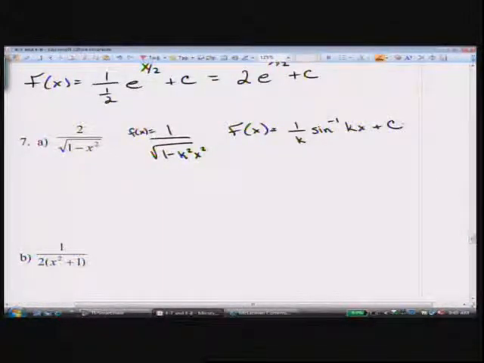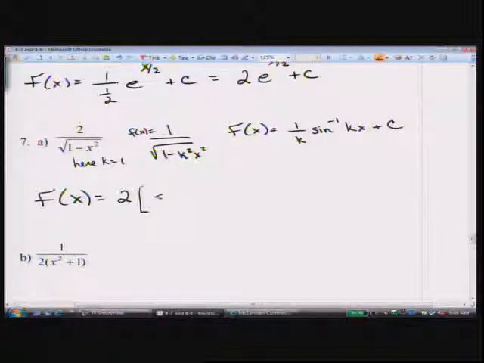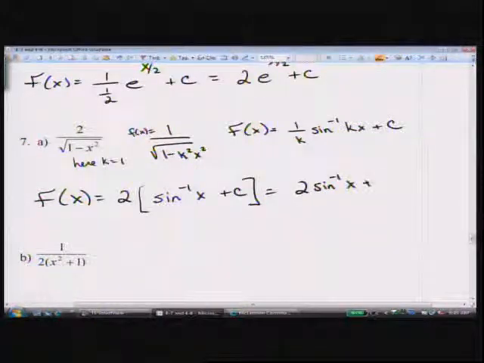Okay, and then our k here is 1. What is the 2 doing? It tags along. So don't worry about the 2. So F of x is equal to 2, and then it's going to be 1 over k, which is just 1, inverse sine kx, well, k is 1, so just x, and then plus c. So you can just say 2 inverse sine x plus c. You don't have to distribute the 2 onto the c because it's just a constant; 2 times the constant, it doesn't matter.